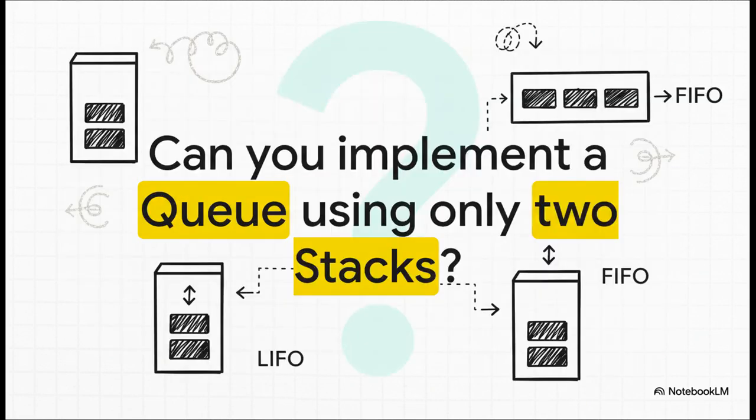All right, to wrap things up, I want to leave you with a little brain teaser. Another classic interview question. We know a stack is LIFO and a queue is FIFO. They're opposites, right? But could you build a fully functional queue using only two stacks? Think about how you could use the LIFO behavior of two stacks to create the FIFO behavior of a queue. If you can crack that puzzle, you'll have a much, much deeper understanding of how these powerful tools really work.